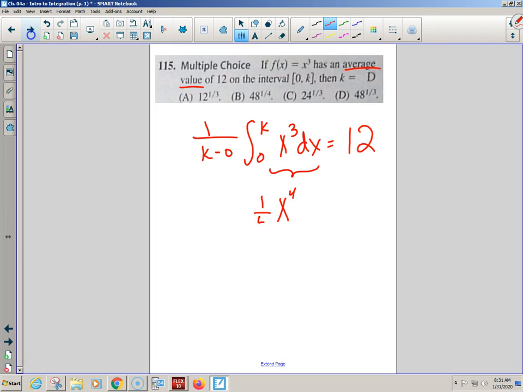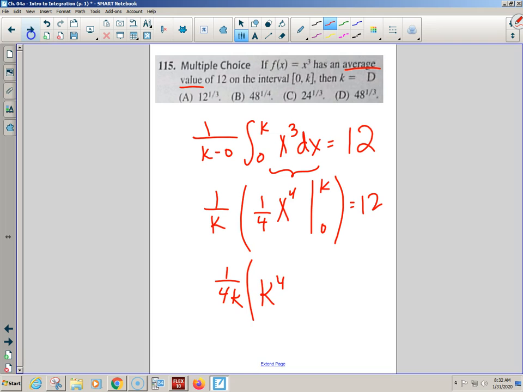Anti-derive. That was a thing. I just need to solve. So I anti-derive my 1/4 x to the 4th. I plug in my b. I'm going to pull that 1/4 out because then he's going to be in everything anyway. Let's just not worry about him.